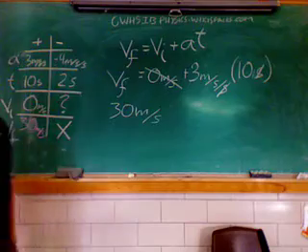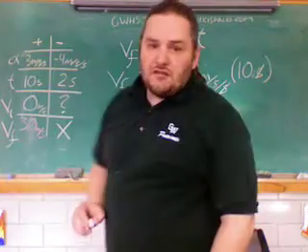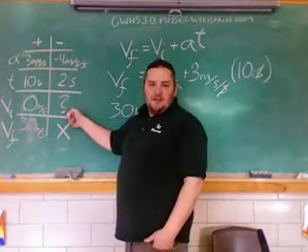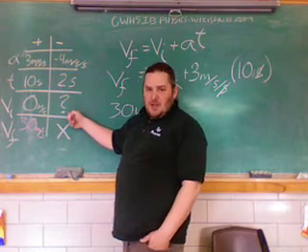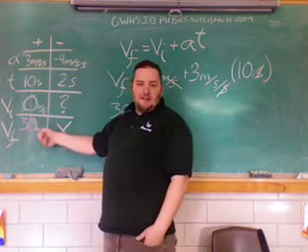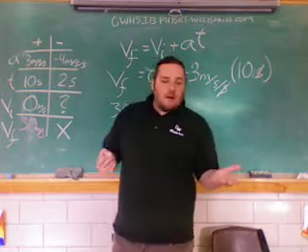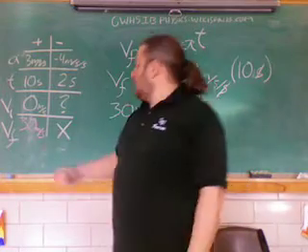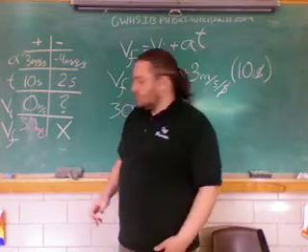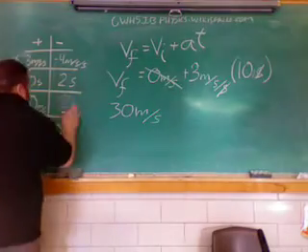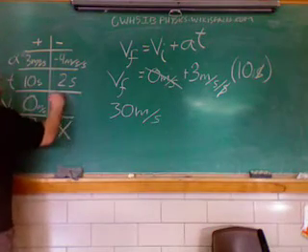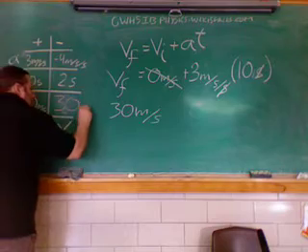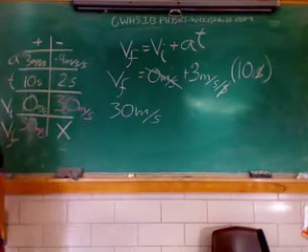Okay? But it's also something else. It's the initial velocity for the negative acceleration. After those 10 seconds, I slam on the brakes. How fast am I traveling when I slam on my brakes? 30 meters per second. Okay? So it's actually here, too.